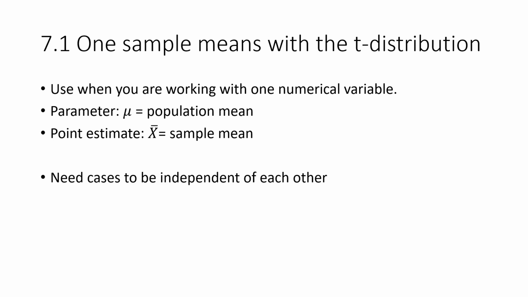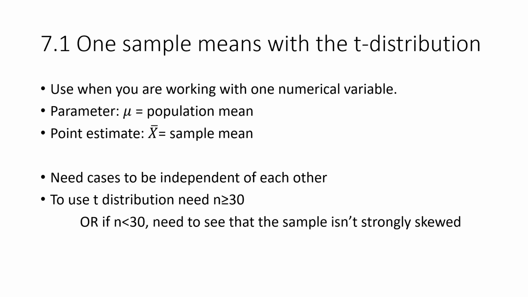And in order to use the t-distribution, we are going to need to have the cases be independent of each other. So we check that again by making sure we've got a random sample and that the sample size is less than 10% of the population. We also need to either have the sample size be at least 30, or if the sample size is less than 30, we need to see that the data in the sample are not strongly skewed and there aren't crazy outliers. So those are the conditions that we'll need to check in order to use this method.